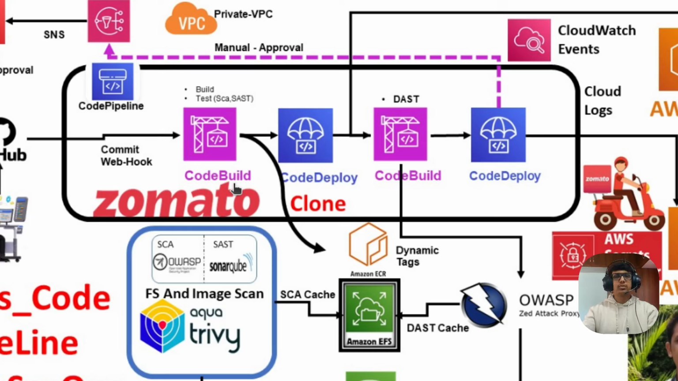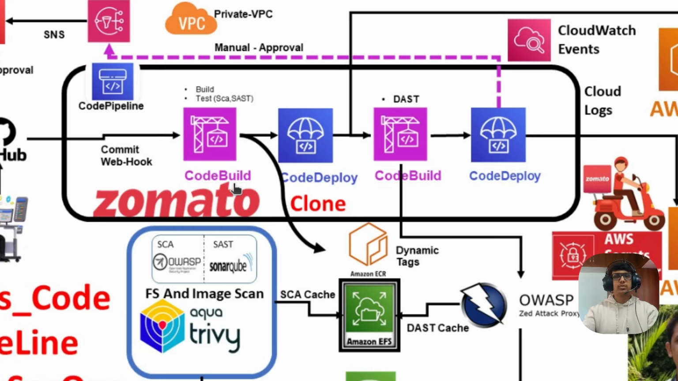Once the file system is scanned, it builds the Docker image. When the Docker image is built, it scans the Docker image again using the same tool, Trivy. Once the scan is done, it pushes the Docker image to ECR. Here we are using dynamic tags, so each build is stored in ECR and we don't have to manually edit the tags every time.